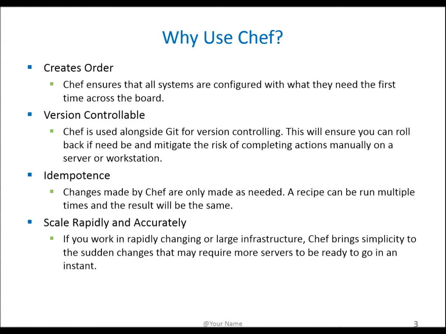Because everything is coded, it's version controllable, and if you use Chef alongside Git, you can roll back if a change does go wrong, and you can also mitigate the risk of completing actions manually on a server. So instead of having somebody make a change in production manually, they make the change in the code, and if the code passes tests, then it gets pushed into production. So essentially you're keeping your environment safer.